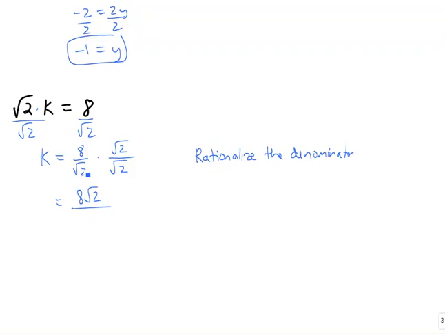In the denominator, square root of 2 times itself is like square root of 2 squared. And when you square a square root, it goes away. So we just get the number under the radical. We just get 2. Finally, I wouldn't leave my answer like this either, because if you look at these outside numbers, 8 is divisible by 2. So this should be reduced. 8 divided by 2 is 4. The square root of 2 stays put. So k is just 4 root 2.